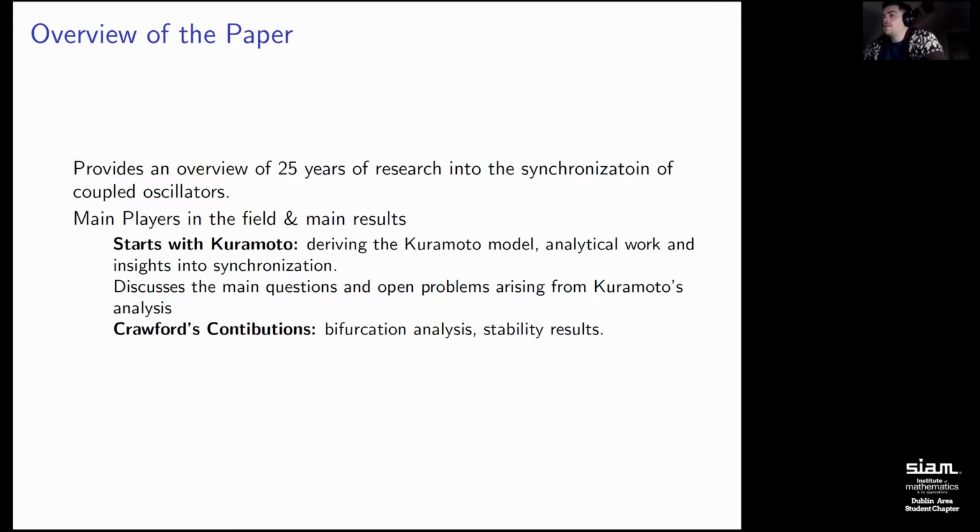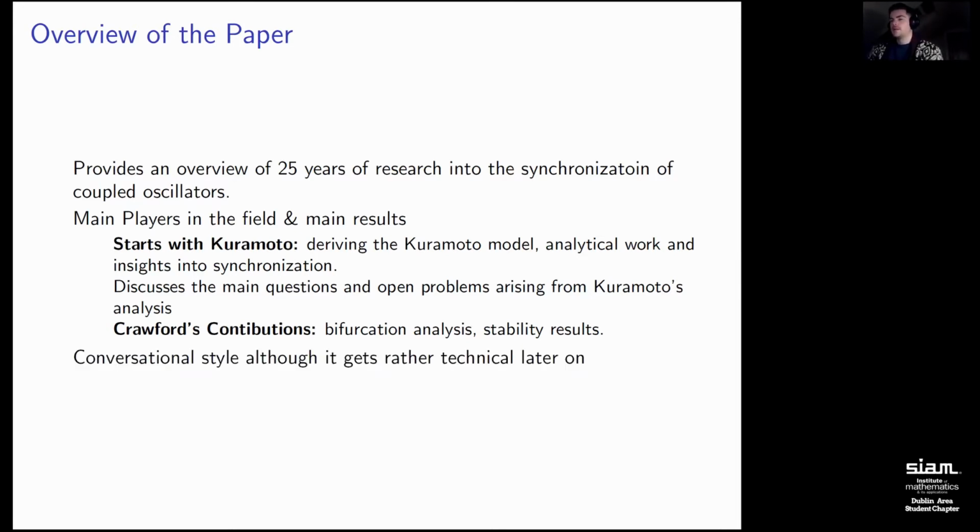The paper deals with a lot of his early work and his insights into it, mostly analytical, although there were some numerical results towards the later years. Then from Kuramoto's work come the main open questions arising from that. Then it moves on to Crawford's contributions, which are mainly on the stability of the system and bifurcation analysis.